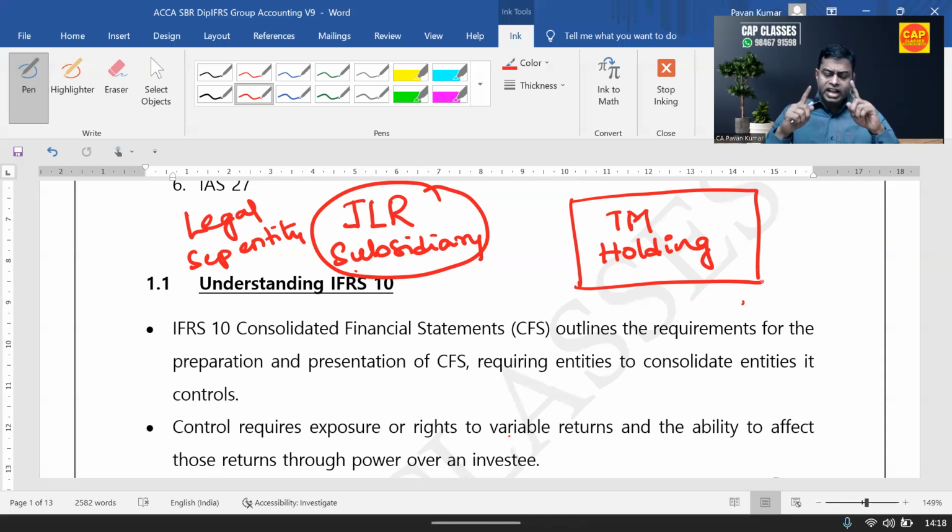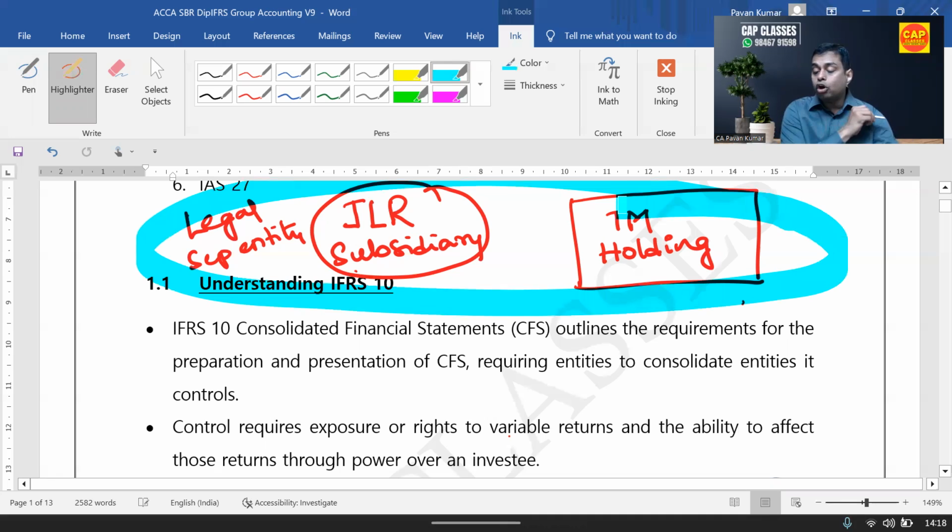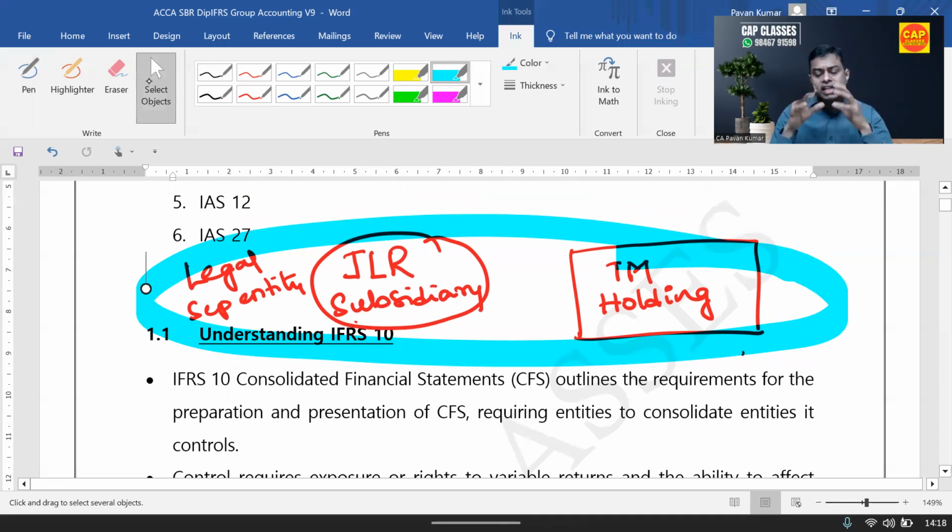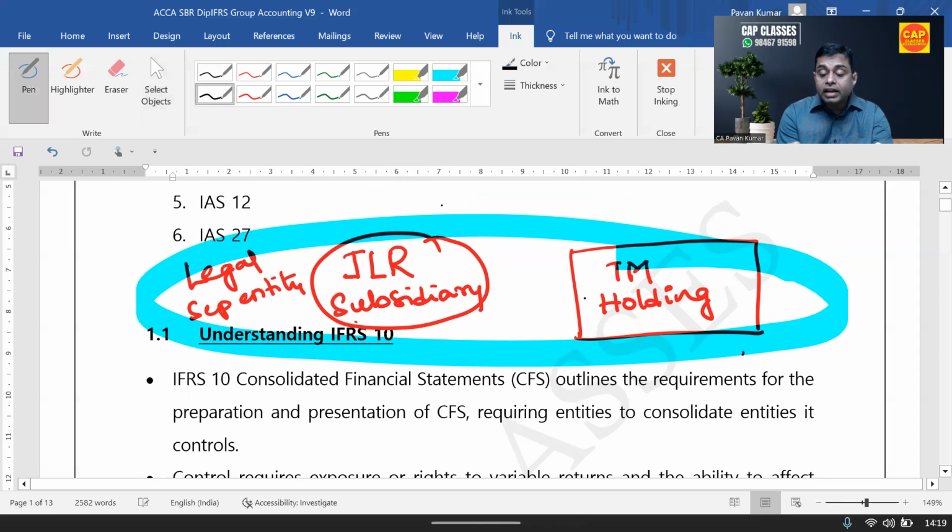So Pavan will say, no, I never agree if you tell JLR is a separate entity. Maybe for the purpose of Companies Act or for the purpose of income tax regulations, JLR could be a separate entity. That is the legal form. But the economic reality is that both put together is a combined entity for me. This is what we call economic reality.